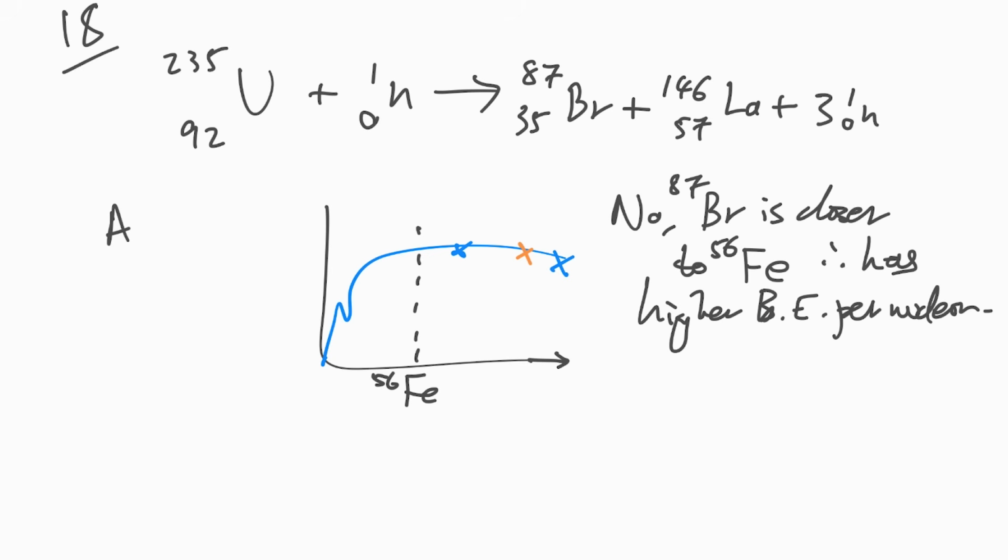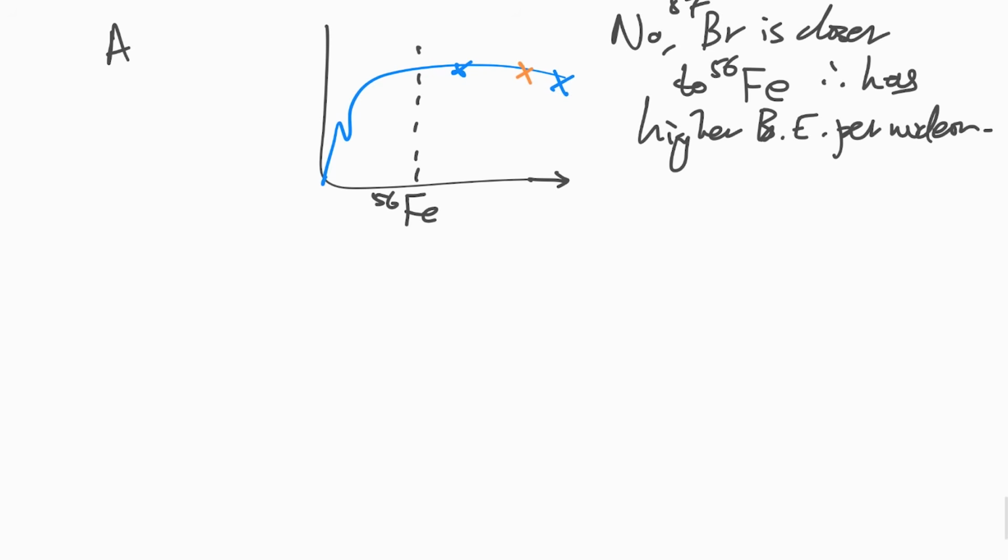Okay, let's just check the others, and if you didn't know that the answer was A, I'm pretty sure we could infer it by process of elimination. Let's have a look. B, the mass of the uranium is greater than the sum of the masses of that and that and that. Yes, because we know that mass is being turned into energy.